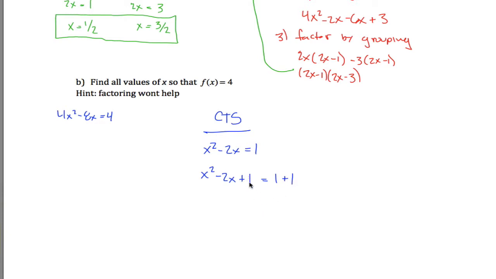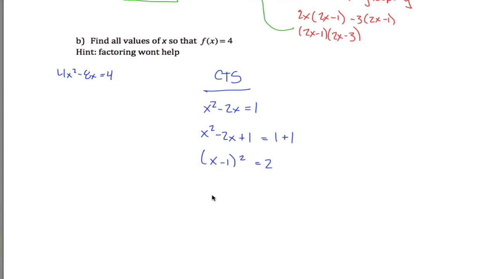There are a couple different ways to find the number I need. One way is half of this -2 is -1, and -1 squared is +1. Add 1 to both sides of the equation. What that gives me on the left side is a perfect square, x minus 1 squared, equal to 2. Taking the square root of both sides, x minus 1 is plus or minus the square root of 2. So x is equal to 1 plus or minus the square root of 2.